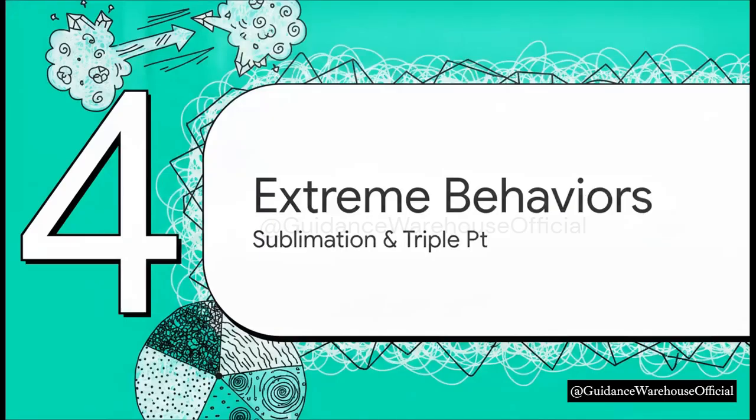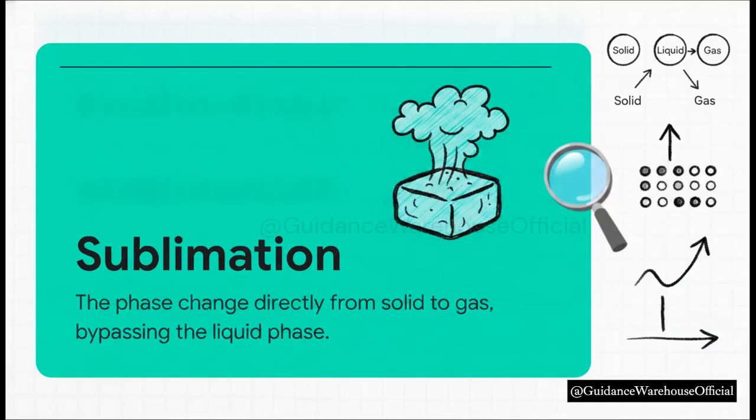Mystery solved. Section 4. Sublimation and triple points. Let's move to some of the absolute most extreme and exotic behaviors you can find on the phase diagram. First up is sublimation. This is the ultimate shortcut in physics. It's when a substance changes directly from a solid into a gas, completely bypassing the liquid phase.